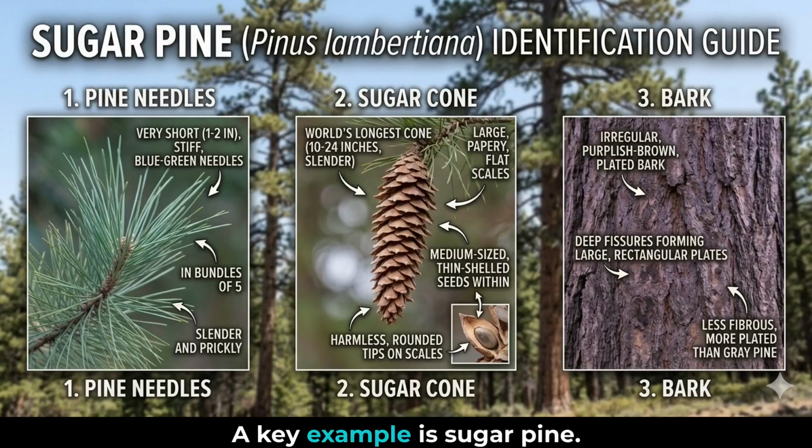A key example is sugar pine. This is one of the most impressive pine species in North America. It has 5 needles per bundle, which immediately places it in the white pine group.